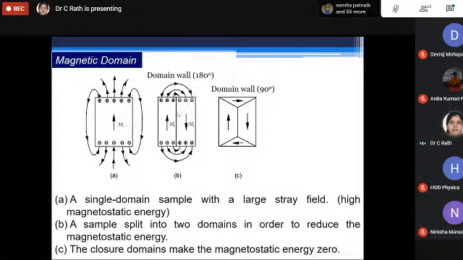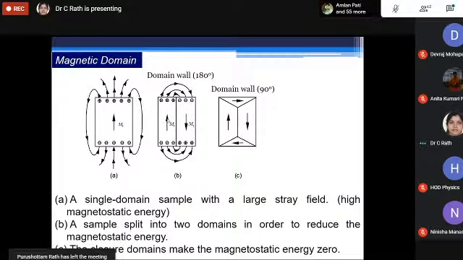To reduce this magnetostatic energy, one can have a large number of domains. If you make two domains, then some of this field is outside, and that gives a little less than over here. But if you make a large number of domains and all the flux is inside this material, not outside, then it gives rise to zero magnetostatic energy.